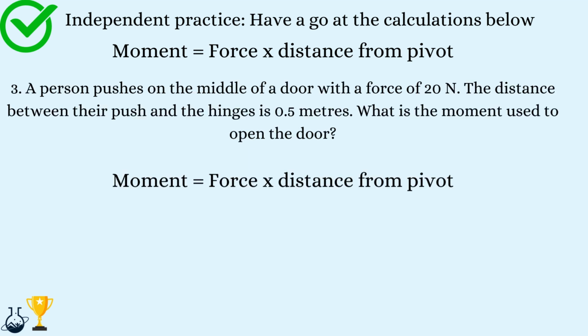Question 3. A person pushes on the middle of a door with a force of 20 newtons. The distance between their push and the hinges is 0.5 meters. What is the moment used to open the door? Same again, 20 newtons times 0.5 gives me 10 Newton meters of moment.